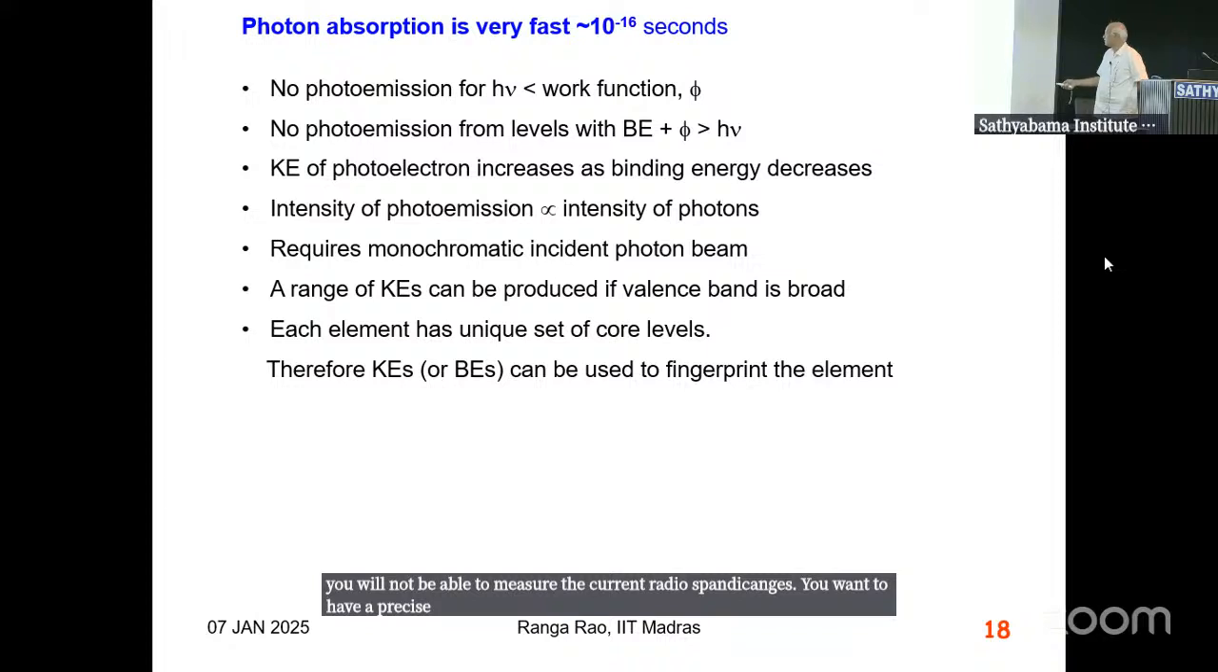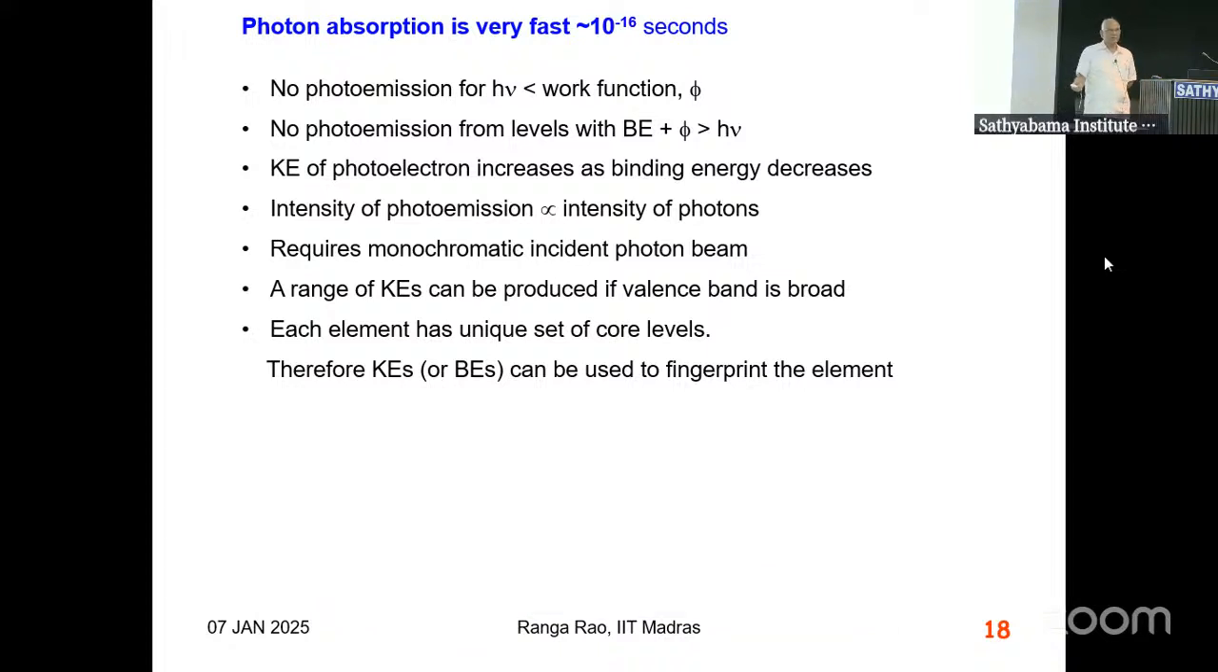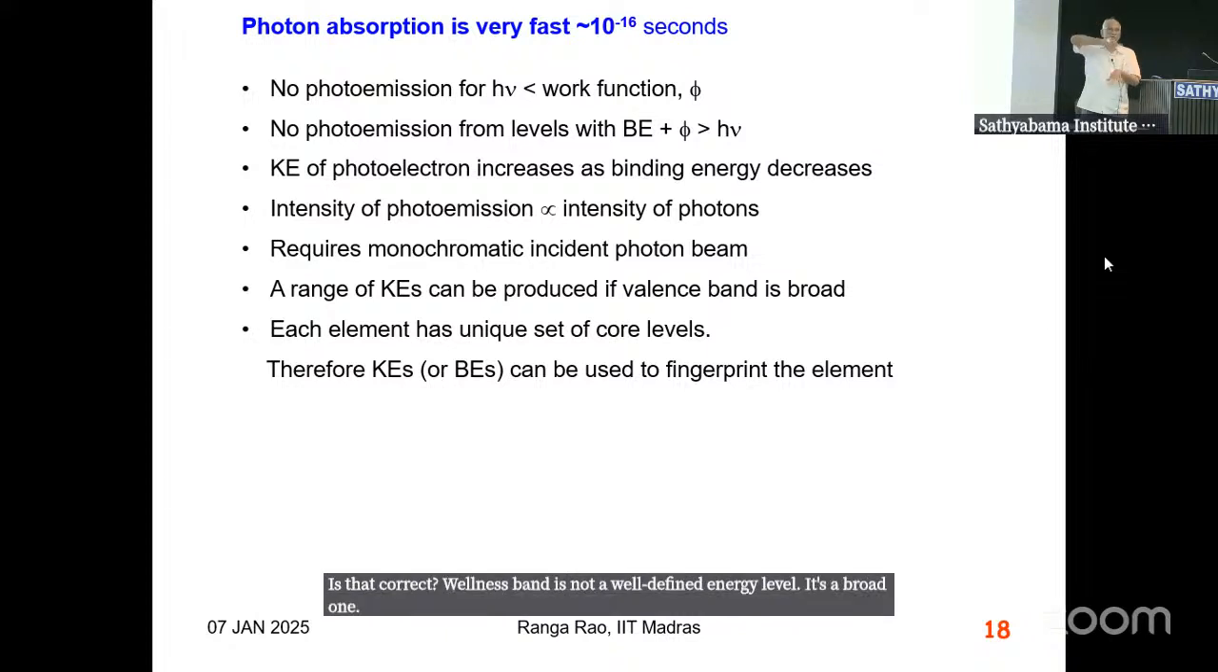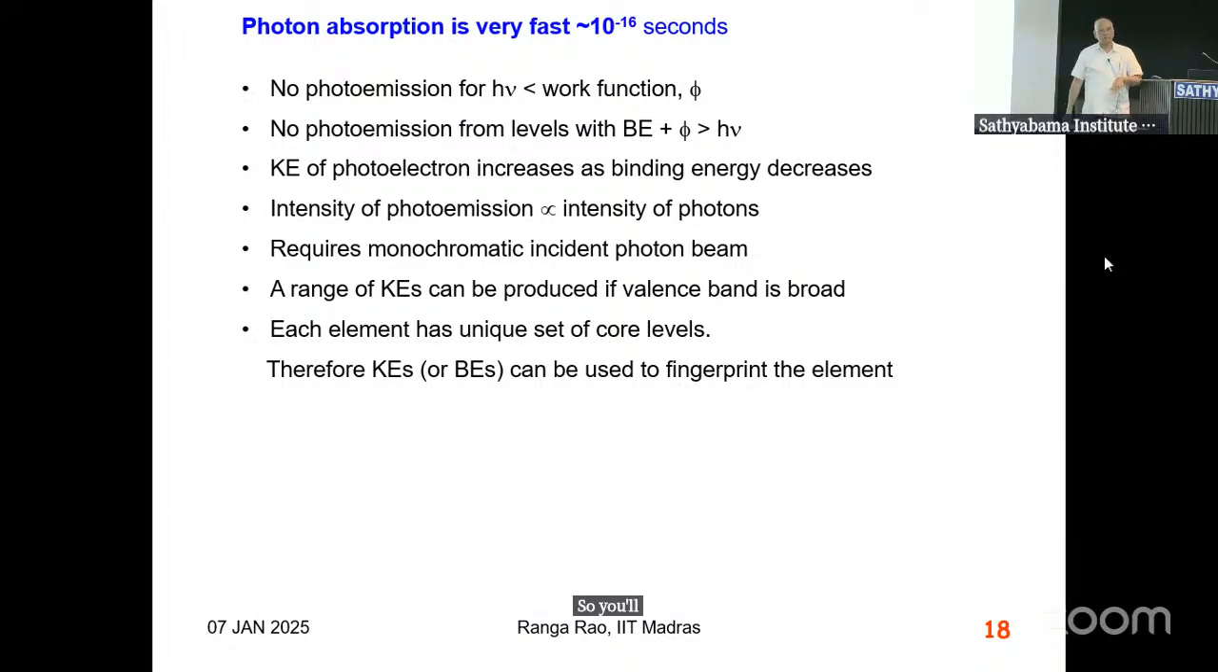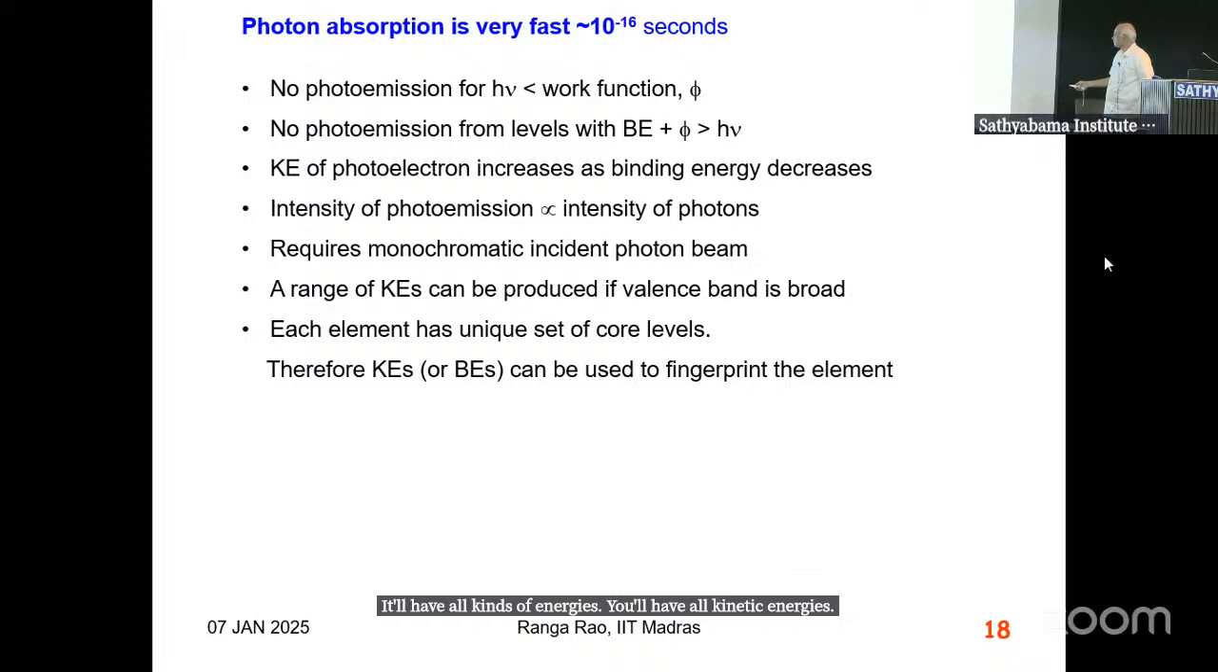The range of kinetic energies can be produced if the valence band is broad. Is that correct? The valence band is not a well-defined energy level. It's a broad one. So you'll have a broad photoemission spectrum. You'll have all kinetic energies. Each element has a unique set of core levels.